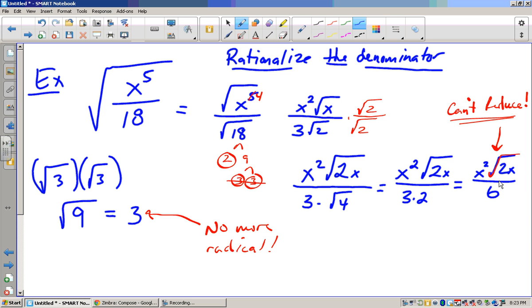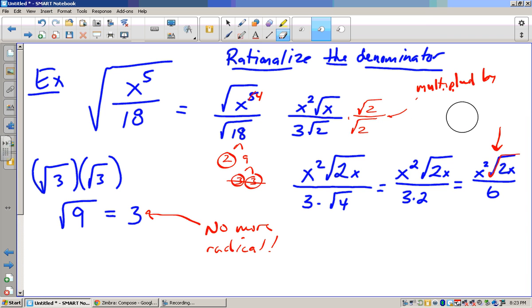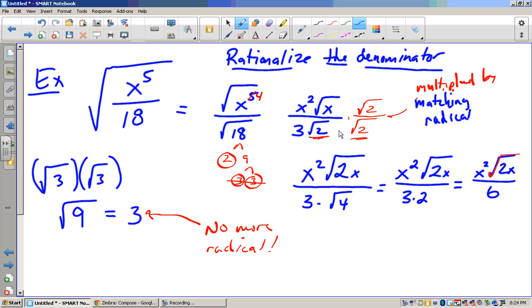Okay, so that's rationalizing the denominator when there's no addition or subtraction involved. Just remember, simplify your denominator first, and then all we did was multiply it by whatever the radical part is here. That's what we did. We multiplied by your matching radical. Oops, I spelled matching wrong. Okay, I did square root of 2 and square root of 2. That gave me what I multiplied. Remember, top and bottom by it. So that does that for us.